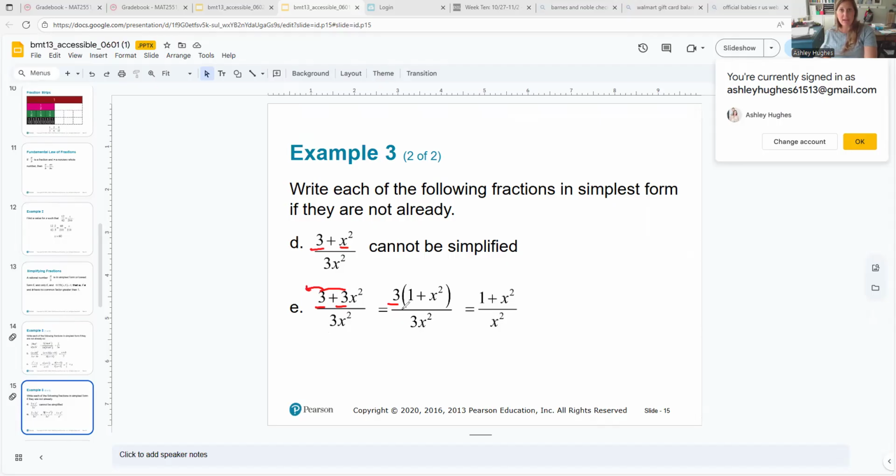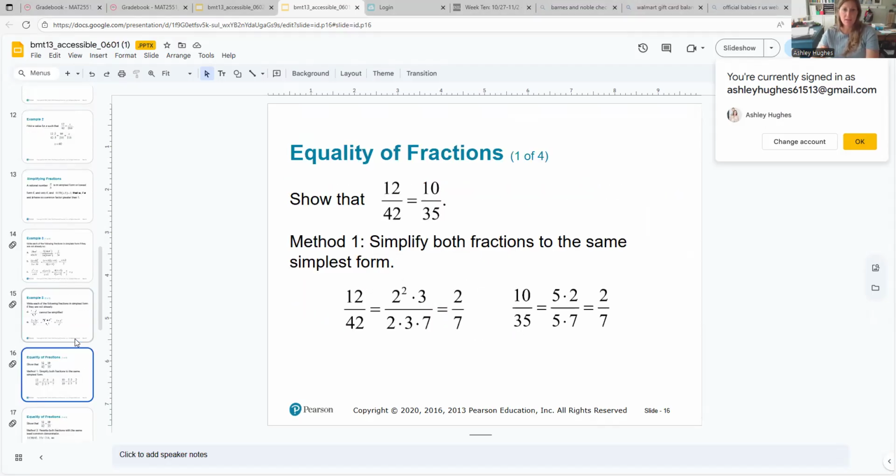Pulling out means you're dividing by it on the inside. So if I divide 3 by 3, I'm left with 1. If I divide 3x squared by 3, dividing each of these by 3 and multiplying by 3, this becomes 1 and this becomes x squared. And we got the 3 out front. Now I can divide these to be 1. And so that's how you're left with 1 plus x squared divided by x squared. So these are the same. Simplify both fractions.